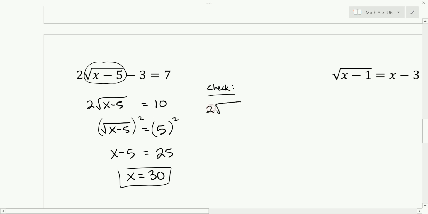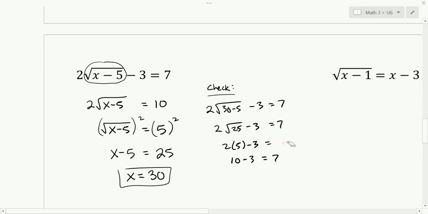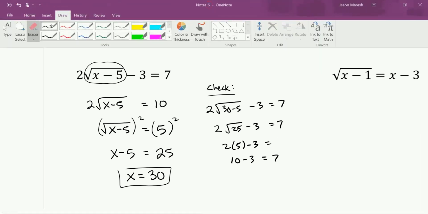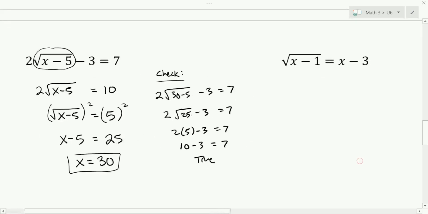So 2 times root of 30 minus 5, minus 3, is that 7? Well, that's 2 times the square root of 25 minus 3, or 2 times 5 minus 3, or 10 minus 3. So we see that 10 minus 3 is 7, so that's true. So we get to keep our answer, and we're ready to go to the next one.